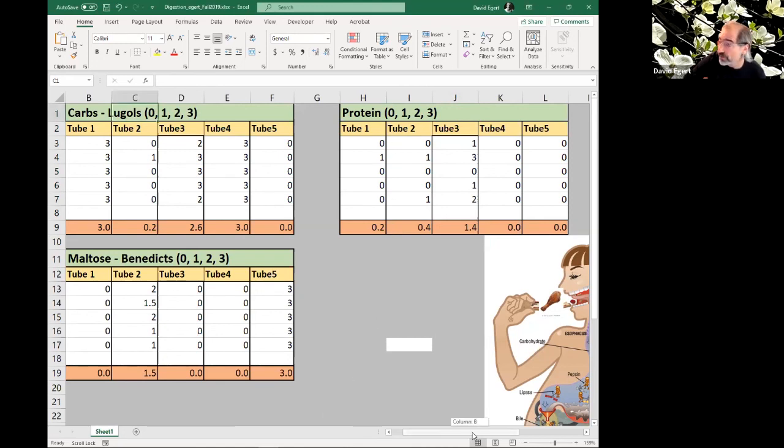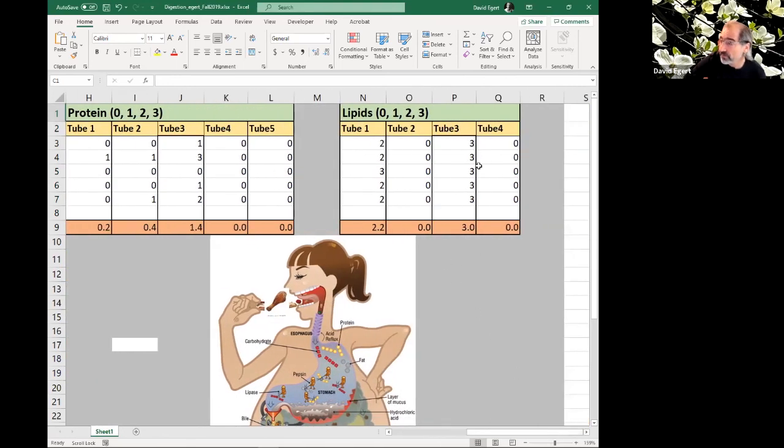And then finally, lipids, right? This also is pretty convincing. Tube 3 had the greatest breakdown where we had the bile and the lipase. Tube 2, which was just lipase, still had breakdown, but not quite as dramatic. And bile and cream without the enzyme, or just cream sitting alone, doesn't really do much of anything.